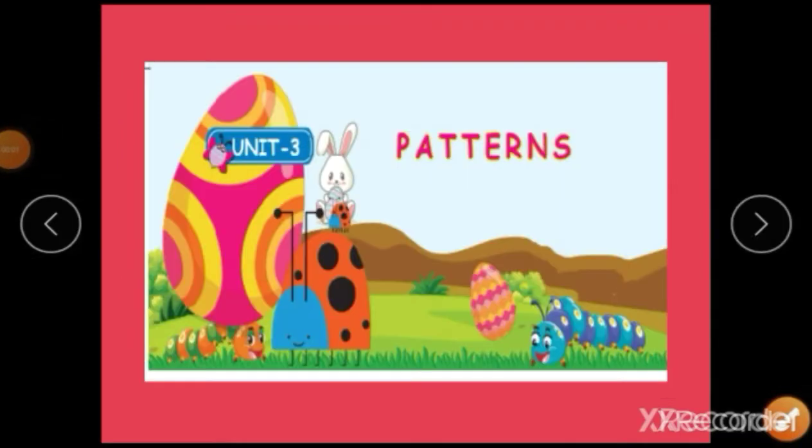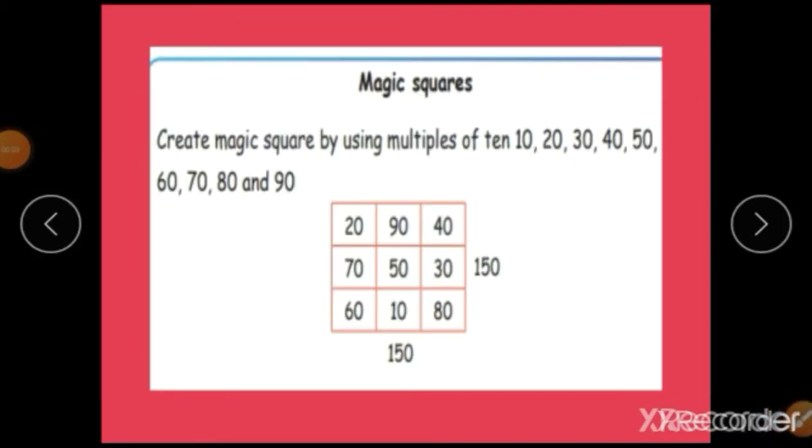Let me start our today's session with our topic, patterns. Inside these patterns, today we will learn about the magic squares. Create a magic square by using multiples of 10, 20, 30, 40, 50, 60, 70, 80 and 90. Here one magic square is given. Let me see about it.